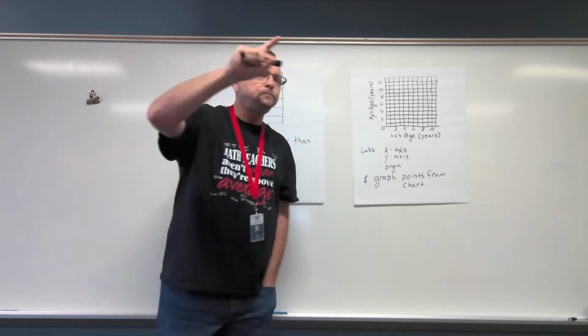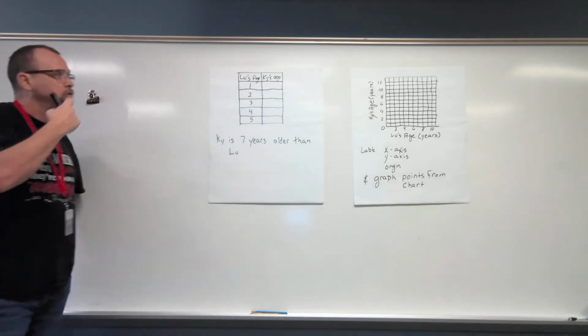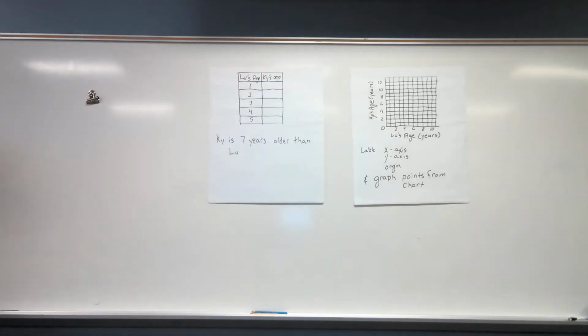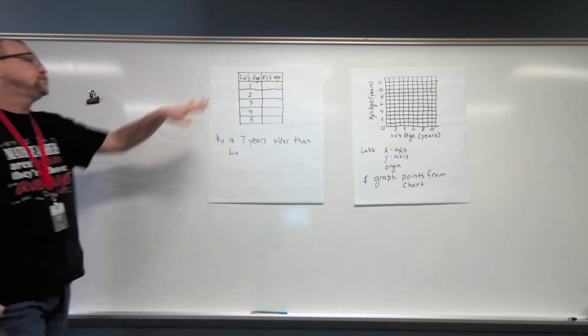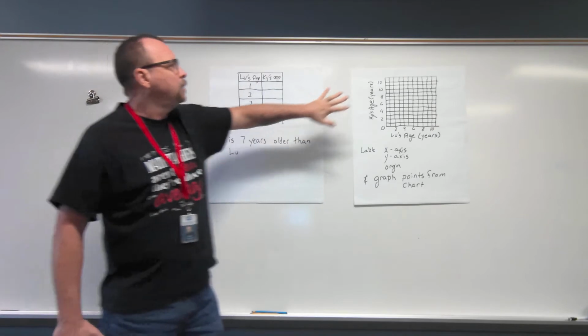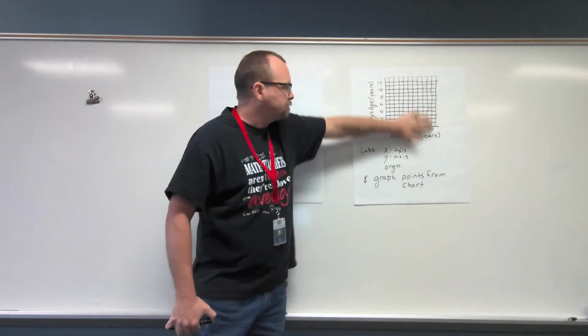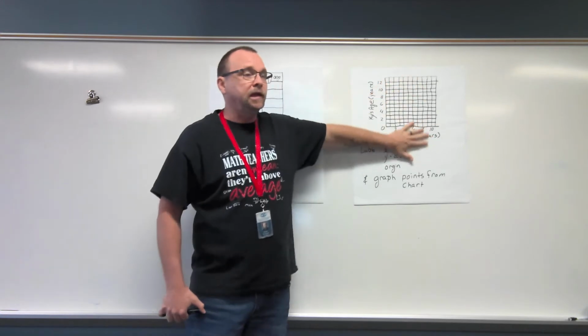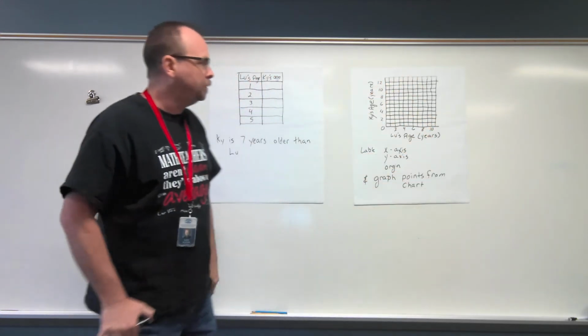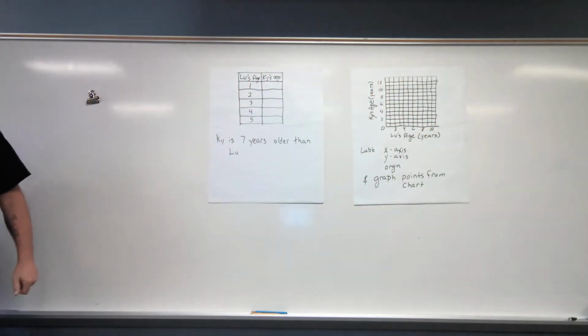Now the question that you read yesterday talked about Lou's age and her brother Kai, and it said Kai is 7 years older than Lou. It told you to fill in this chart, and then it told you to fill in this coordinate graph, and a lot of you left this blank like it was an option or something. That's crazy.